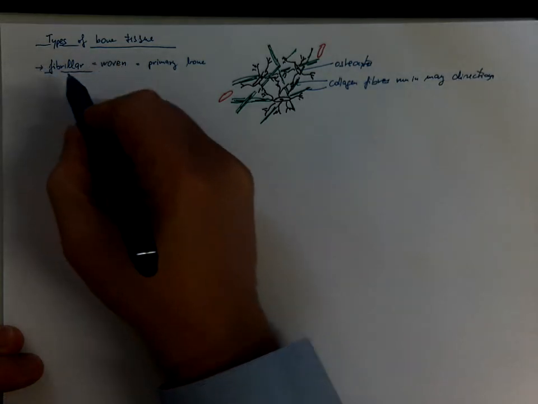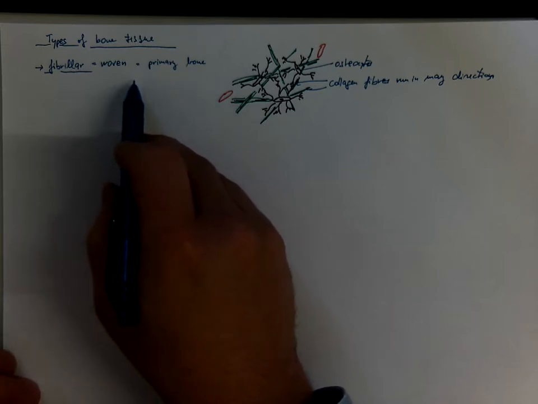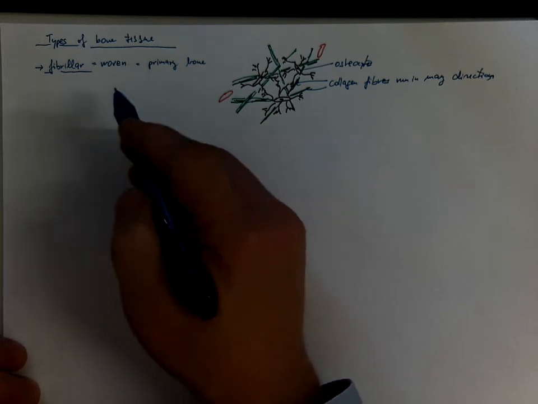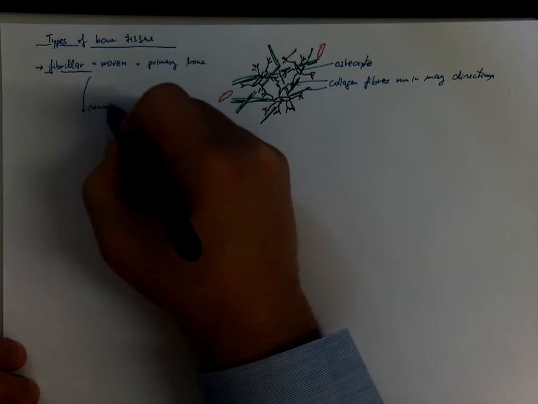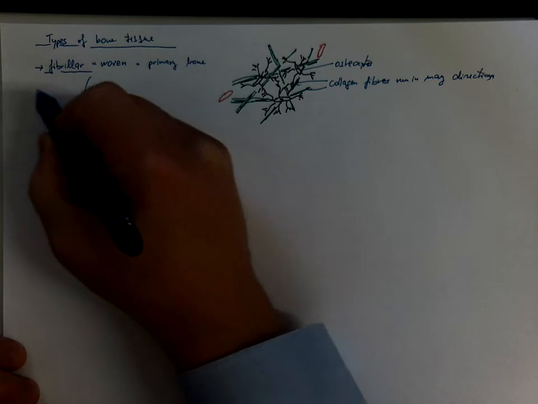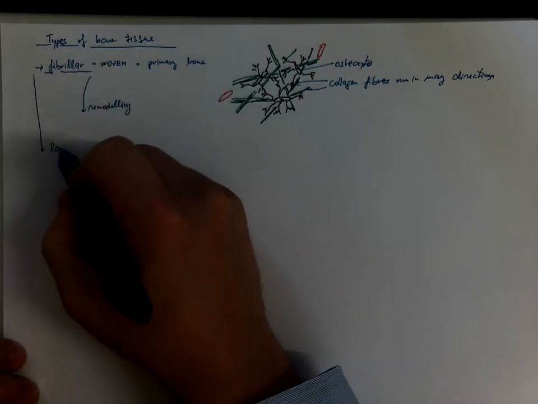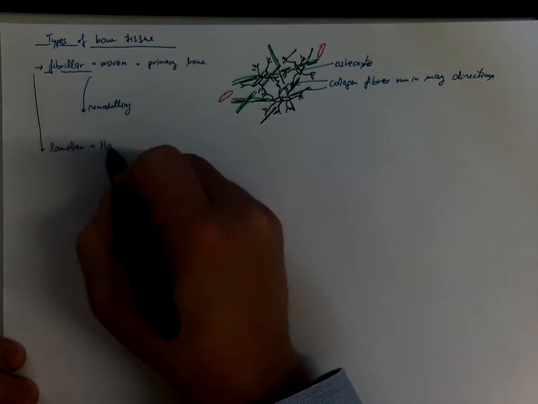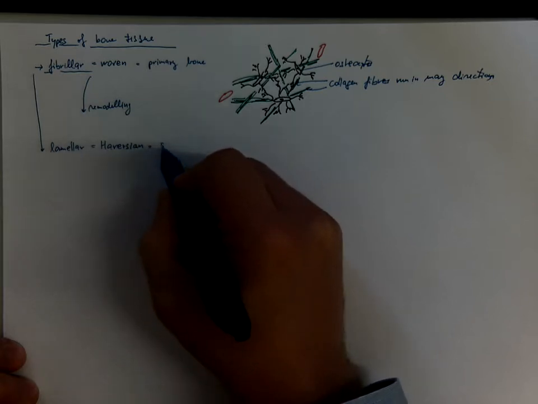However, although this type of bone tissue appears as the first one during embryogenesis, during the fetal ossification, it very soon undergoes remodeling into the lamellar or secondary bone.